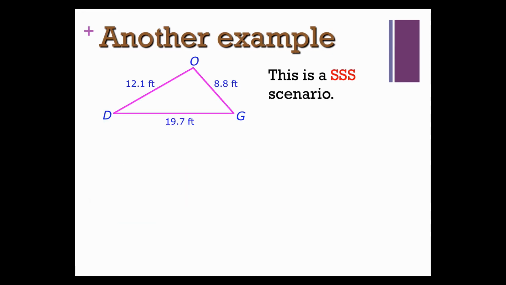Last example. Side, side, side scenario. This is the bad one. First of all, is that a triangle? How do you know? The sum of the two smaller sides is greater than the largest. Yeah, 12.1 plus 8.8 is greater than 19.7. Okay. Which angle are we going to solve for?